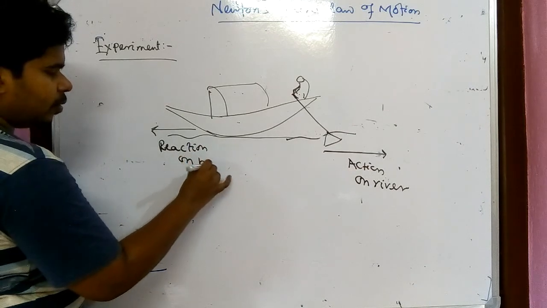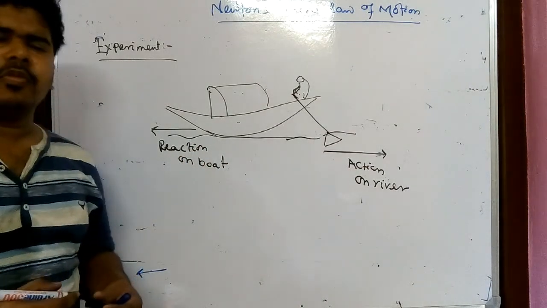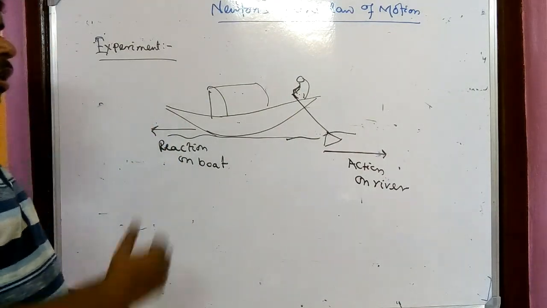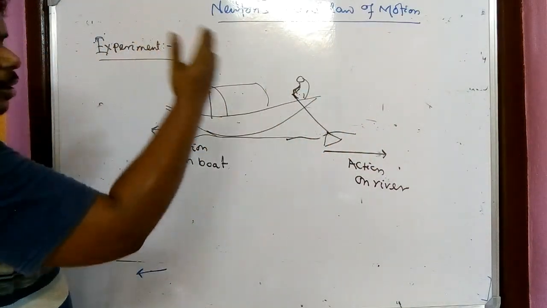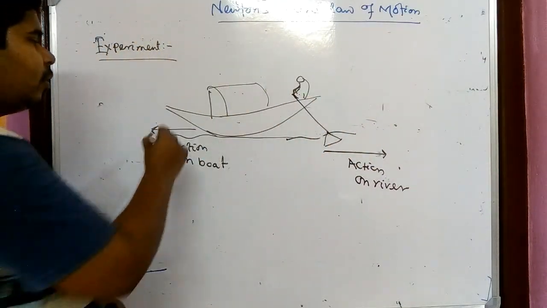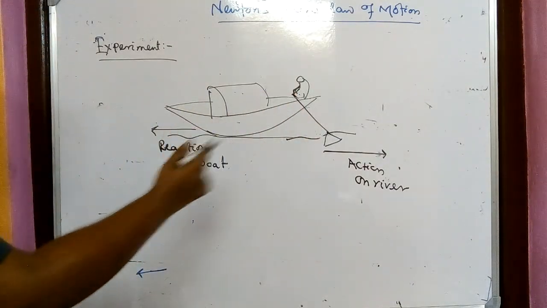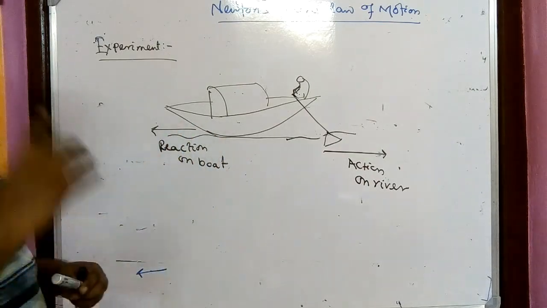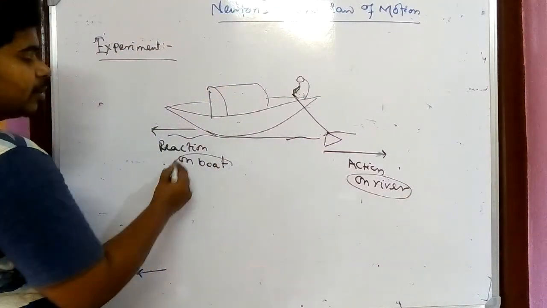on the boat. And that's why you have also seen in many videos that if you see it on a boat, you can understand that he is applying force in the backward direction and the boat is moving forward. Okay, so very simple thing, and by that we can say that action and reaction are equal and opposite. And here also the action is applied on the river and the reaction we have seen on the boat.